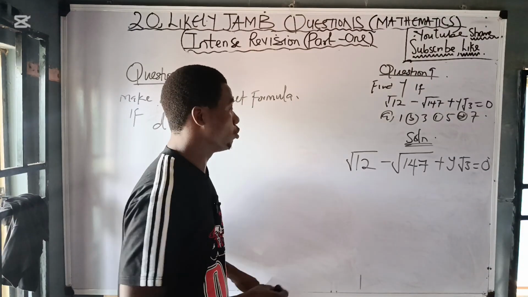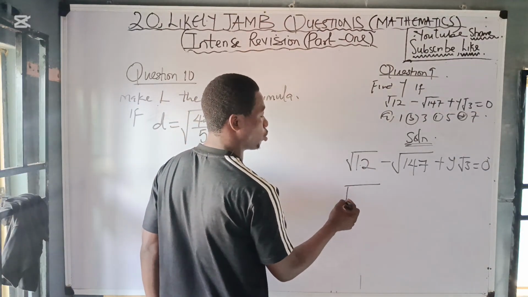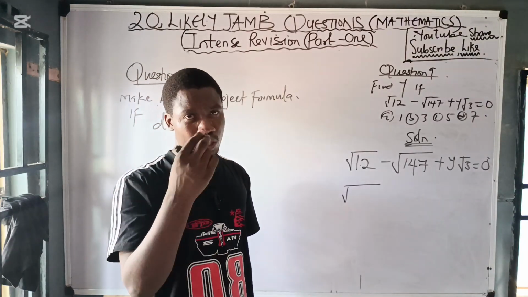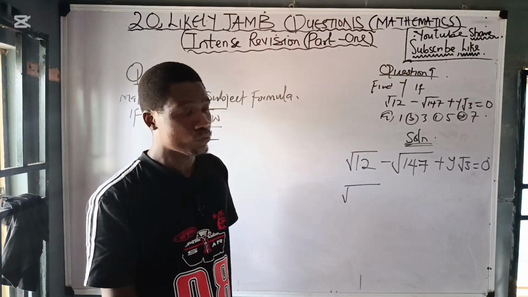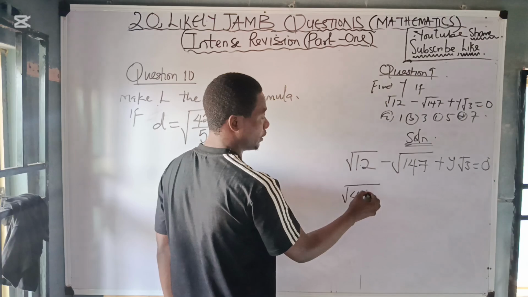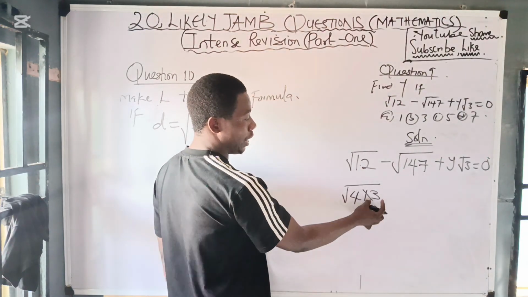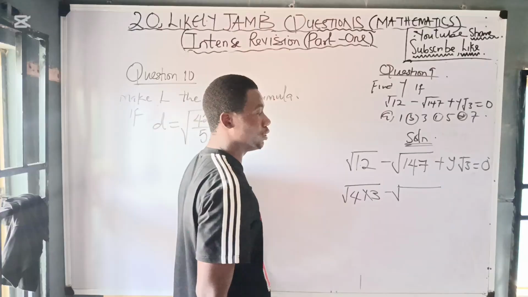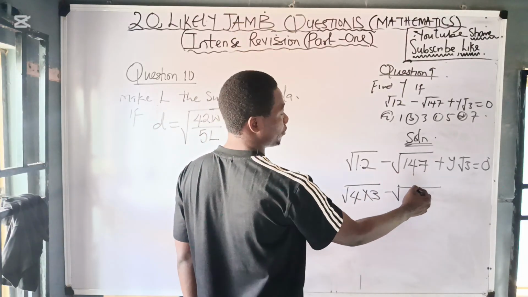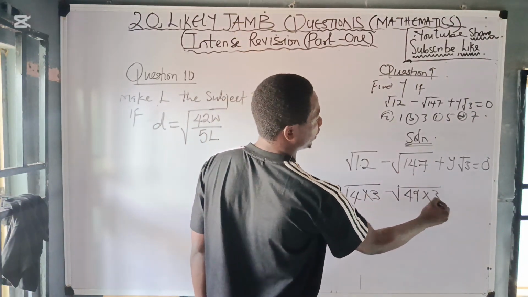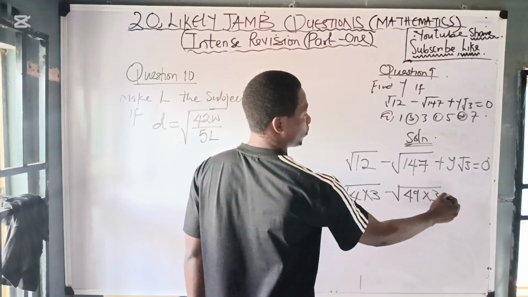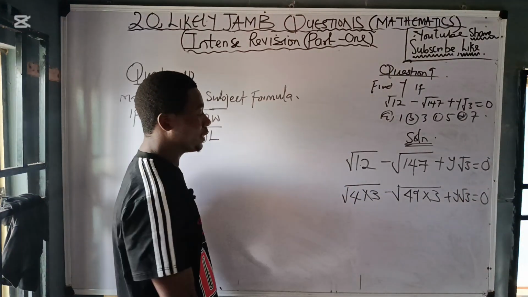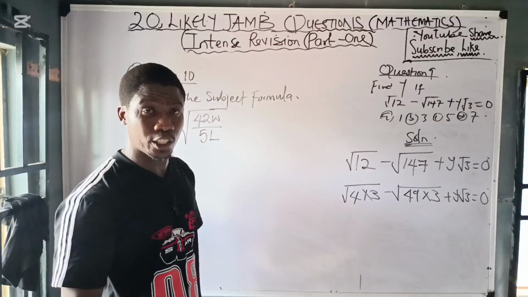So let's simplify this surd. You break this 12 into two numbers. One will be a perfect square and the other will be a non-perfect square. So that 12 will be 4 times 3. Now, if you have this 3, it gives you a clue here that 147 is 49 times 3. Then plus y root 3 equals 0. So what's the square root of 4?